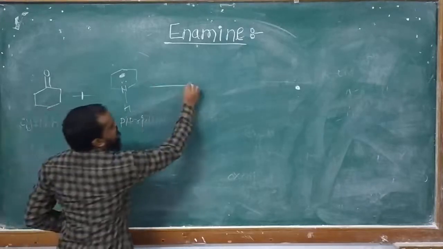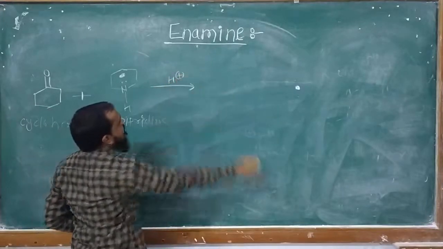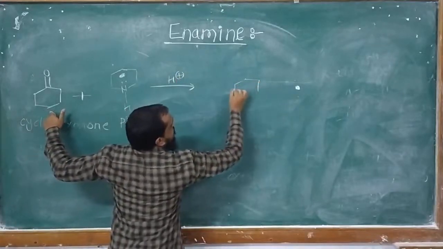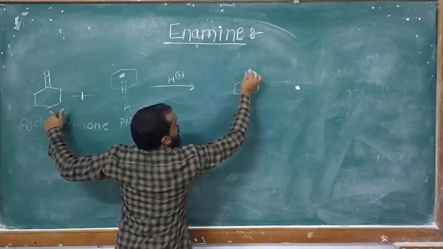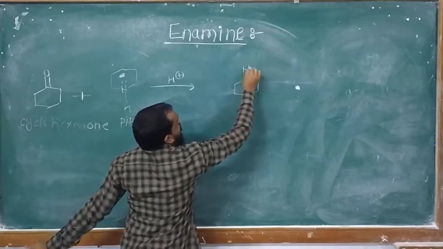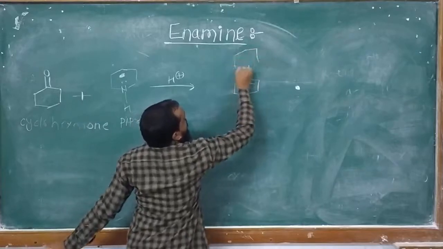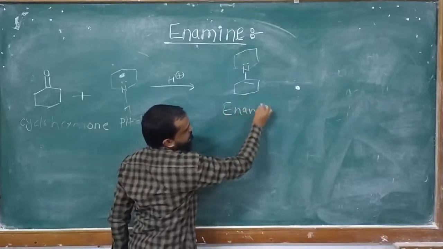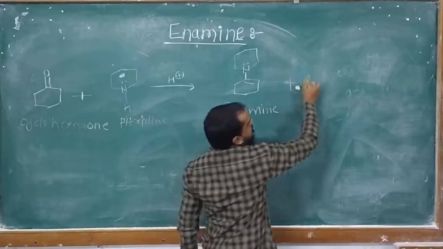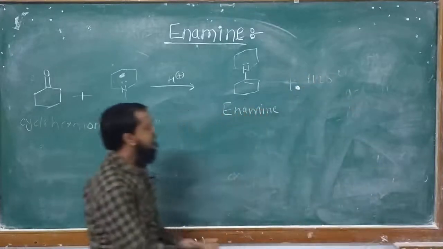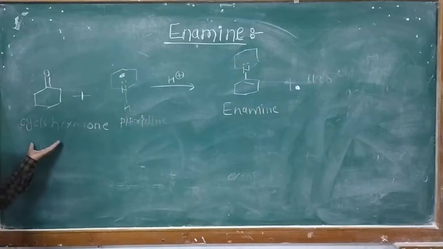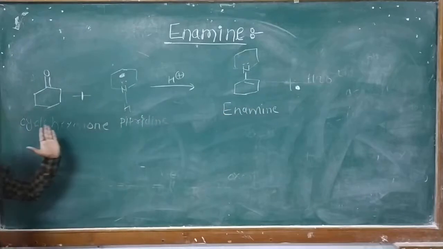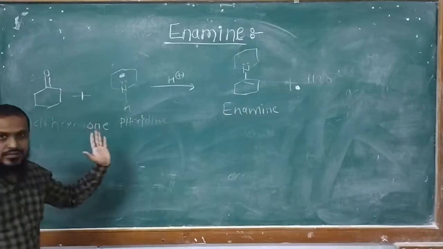In the presence of acid, we will form our final product, enamine. So this is the enamine, and the byproduct is a water molecule. We can also use a cyclic ketone and a cyclic secondary amine in the preparation of enamine. So this is another example. The mechanism of the reaction is the same.